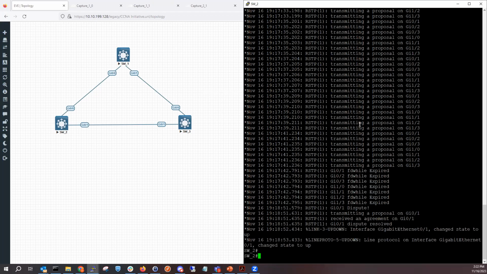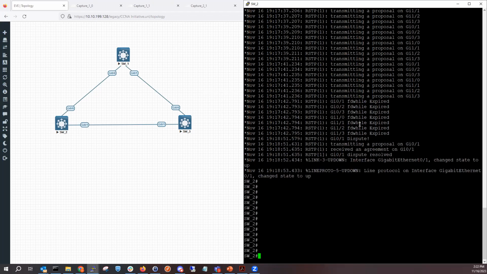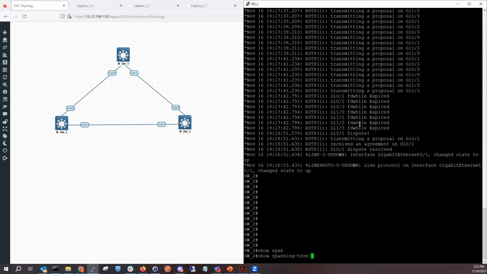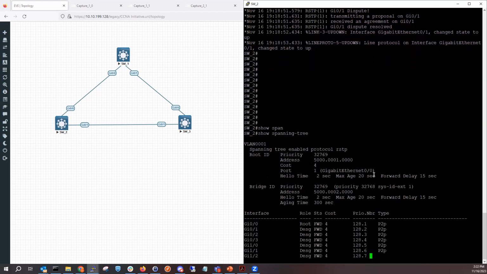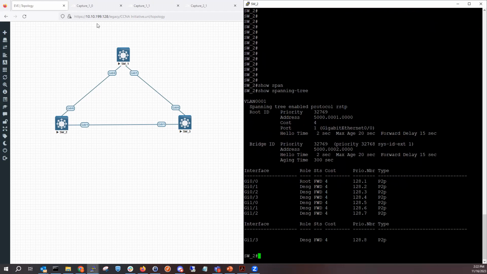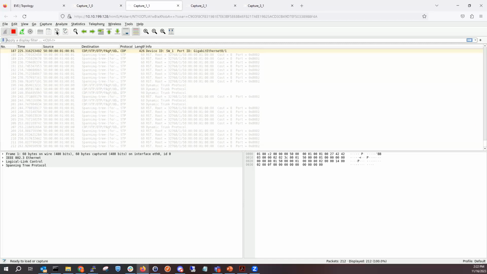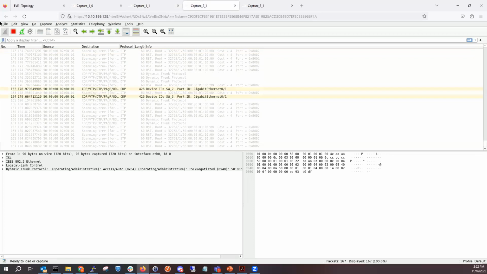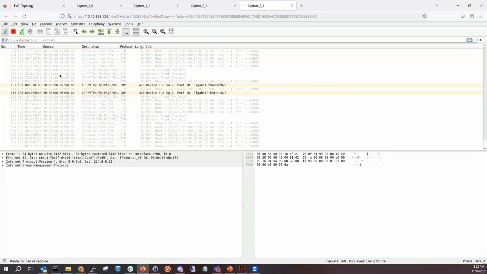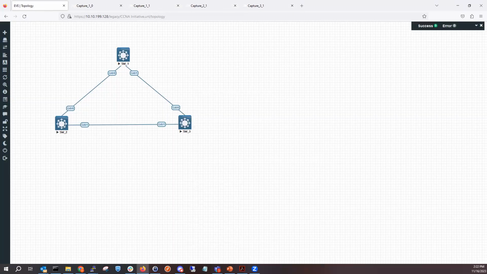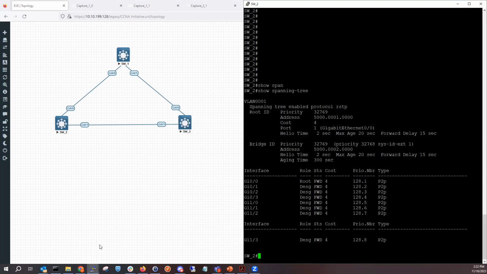All right, so we're at switch 2. Let's come back up to the debug messages. Let's do a show spanning tree. Perfect. And while we're waiting, let's go ahead and stop the packet captures. We will come back and take a look at that. Switch 2, so we're looking at another show spanning tree command.